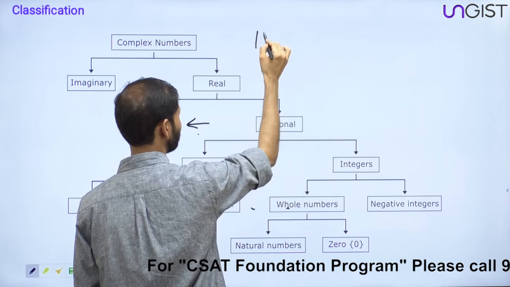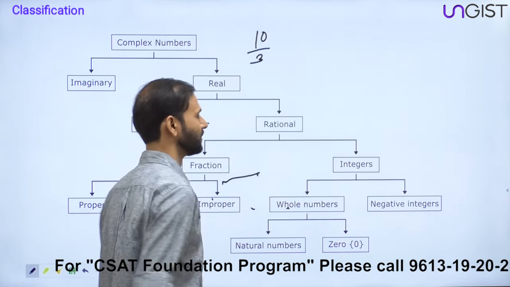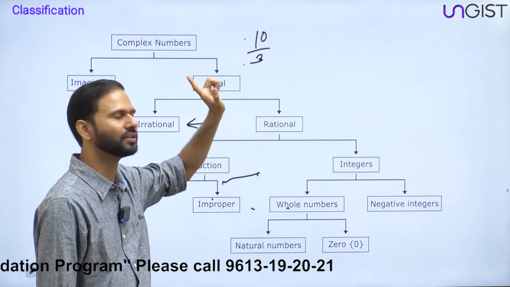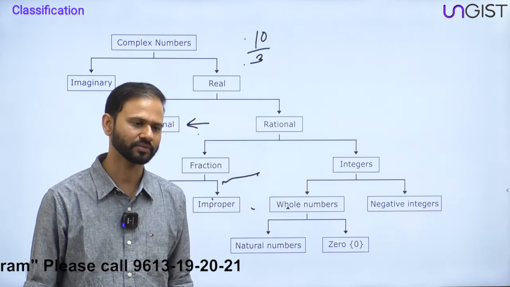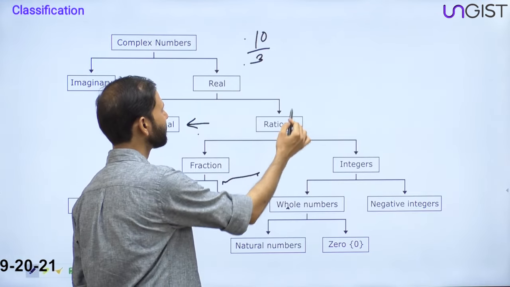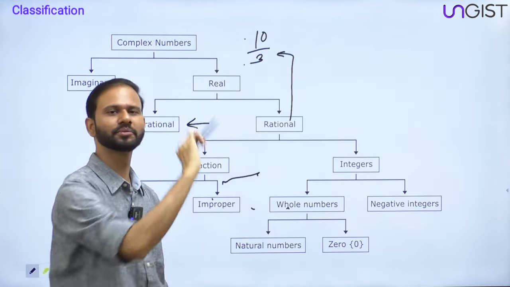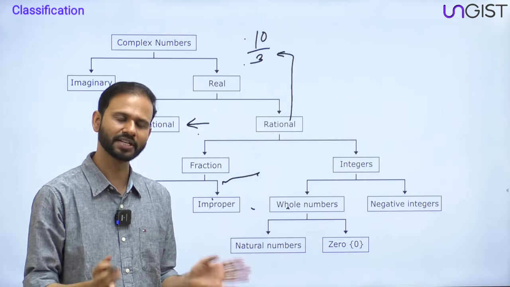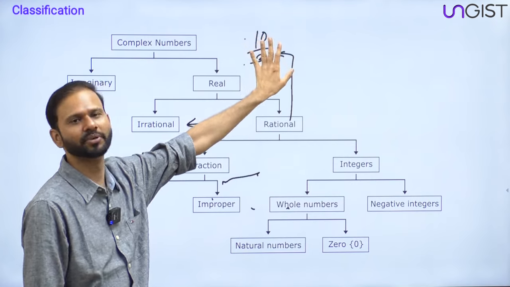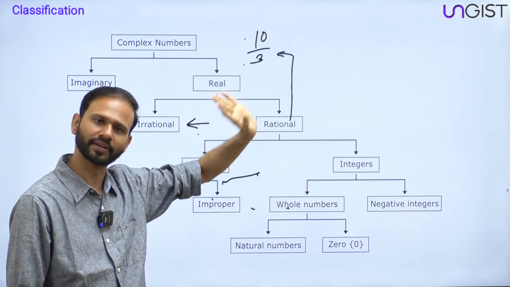See, all of you, 10 by 3, right? 10 by 3 is written in the form of P by Q, where Q is not equal to 0. So, obviously, 10 by 3 satisfies all the conditions for being a rational number. Correct? It satisfies the definition of a rational number, so it is a rational number. That is very correct.